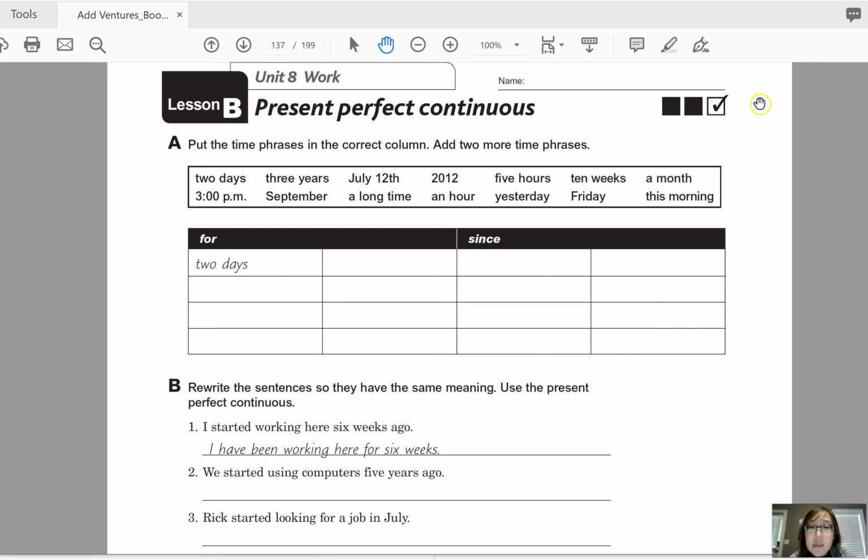Okay, so let's take a look at for. Okay, so we already know that the first phrase, 2 days, is a duration, so we can put it under for. Let's look at 3 p.m. Where do you think that goes? So hopefully you put it in the correct column. 3 p.m. should go under since.